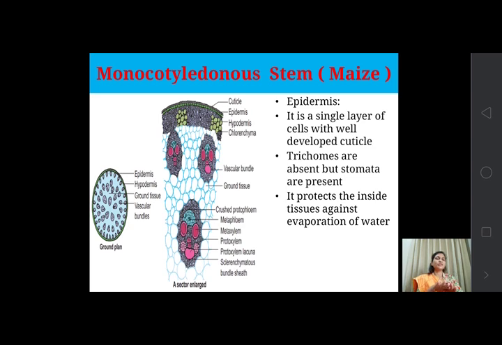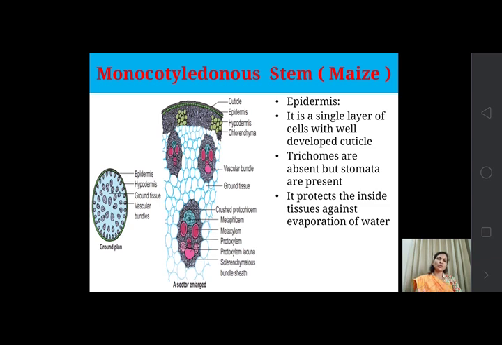The difference is in the types of tissues present, how the cortex may be homogeneous or heterogeneous, and the vascular bundles or the stele may be of different types. All these things are different for different organs of the plant body. So let's start with the epidermis.